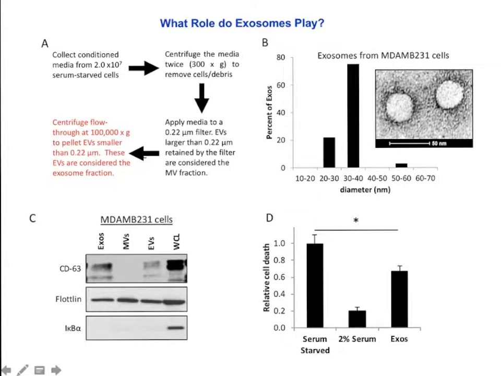The first thing we did is we looked at the sizes of these exosomes, and the majority averaged between 30 and 40 nanometers in diameter. That's within the predicted sizes of exosomes. And we also did a survival assay like we did with the microvesicles. The exosomes from this highly aggressive breast cancer cell line could promote the survival of recipient cells under serum-starved conditions, but not as well as the microvesicles did. But at least we could get some effect.